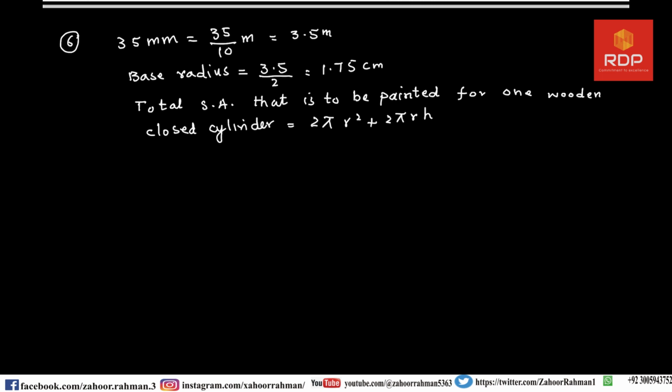So we have to divide it by 10, and as a result we will get 3.5 meter. Now we can find the base radius by dividing 3.5 by 2. We will get 1.75 centimeter. We will get how much this base radius and other things in centimeter.